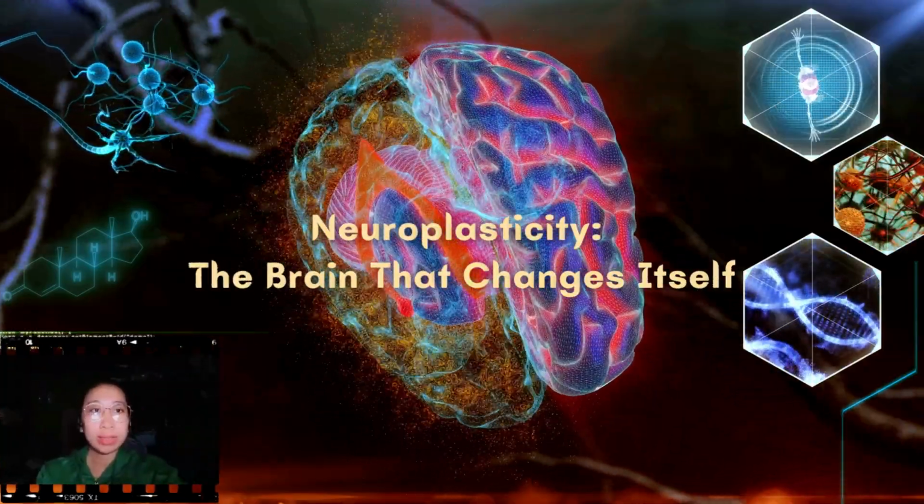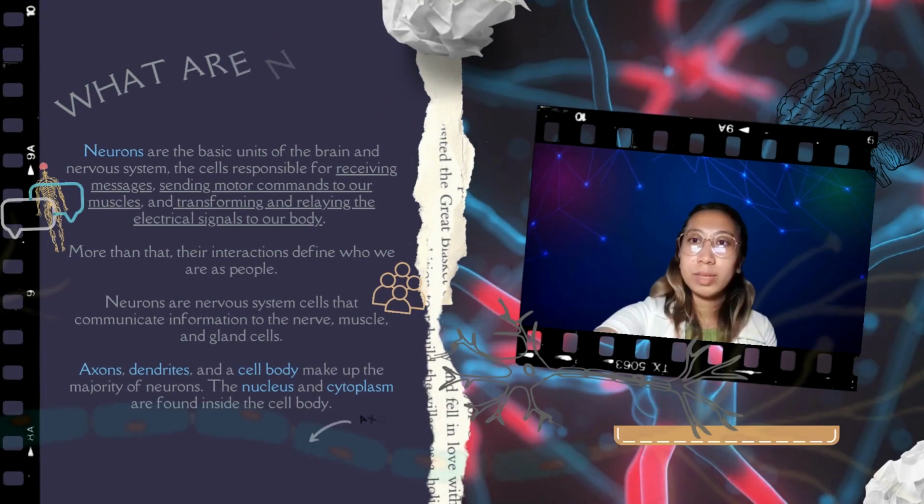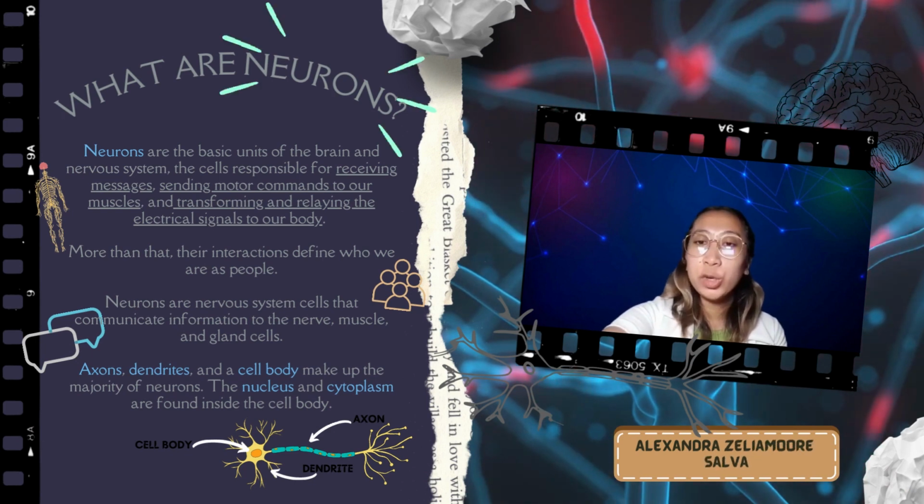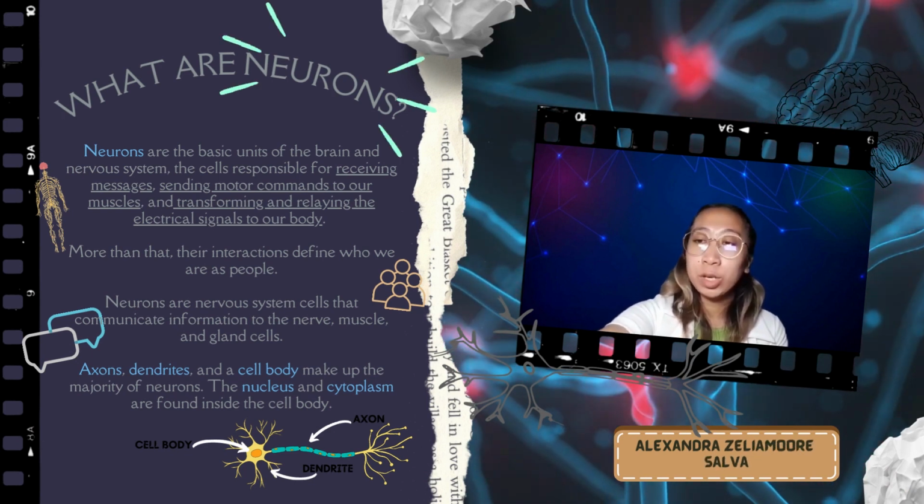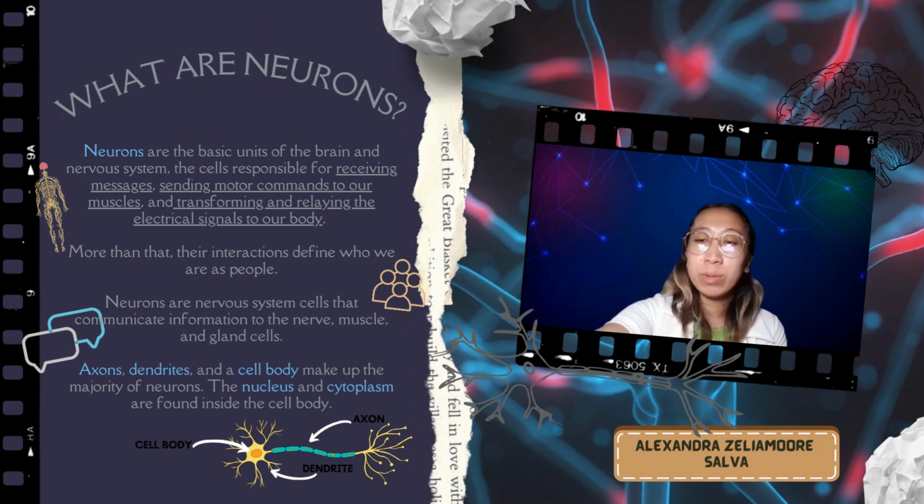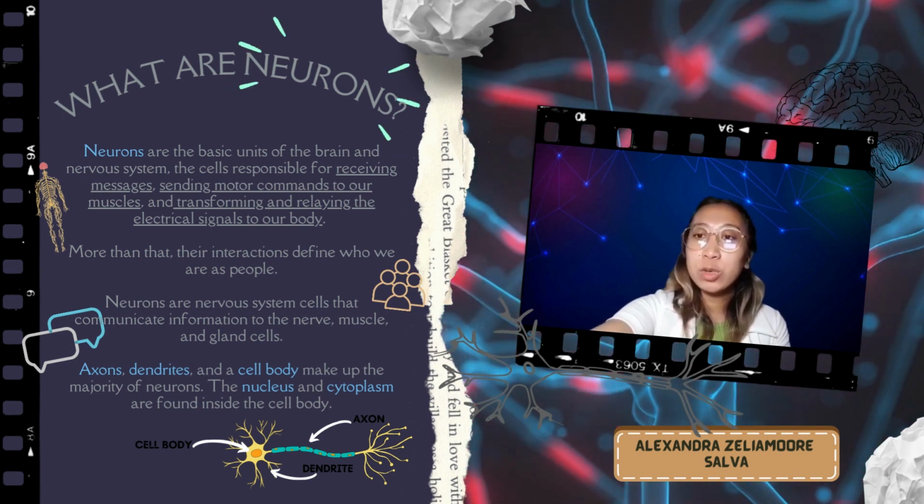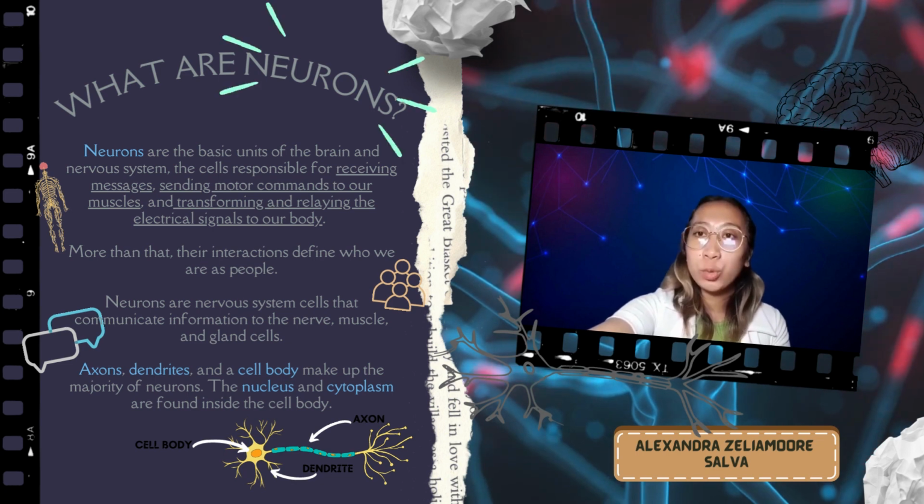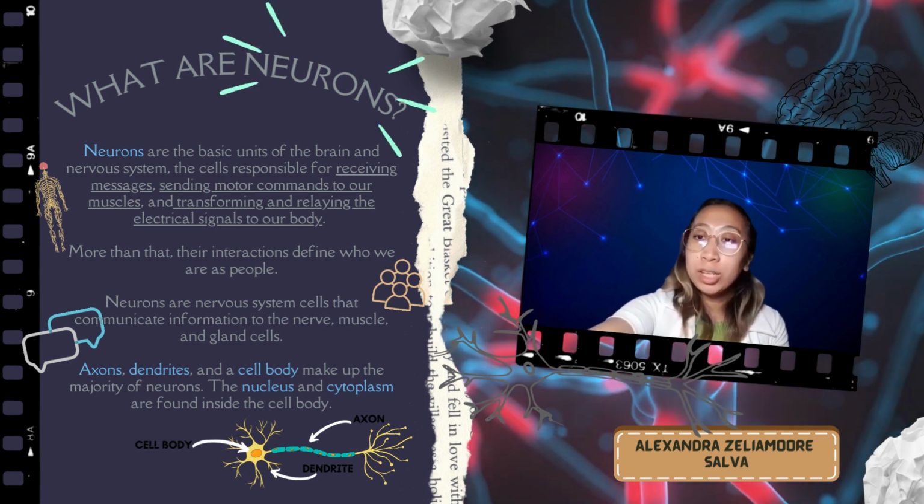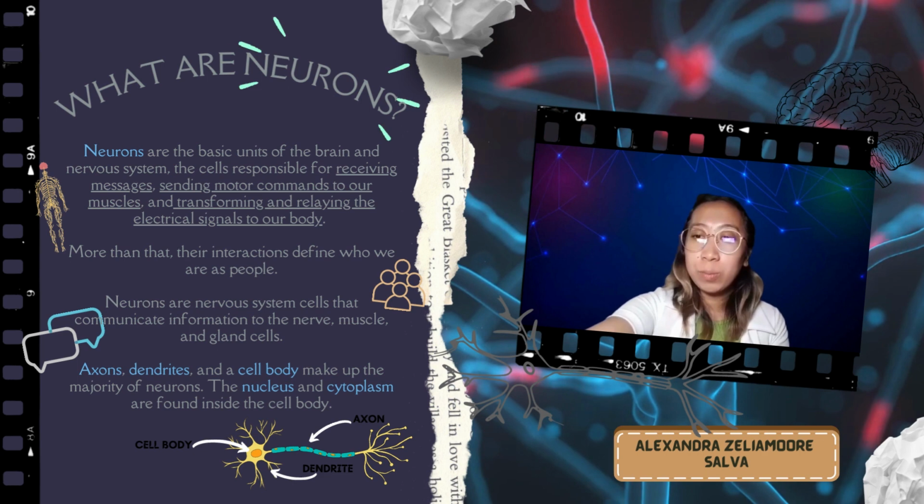Neuroplasticity, the brain that changes itself. What are neurons? Neurons are the basic units of the brain and nervous system, the cells responsible for receiving messages, sending motor commands to our muscles, and transforming and relaying the electrical signals to our body. More than that, their interaction defines who we are as people.